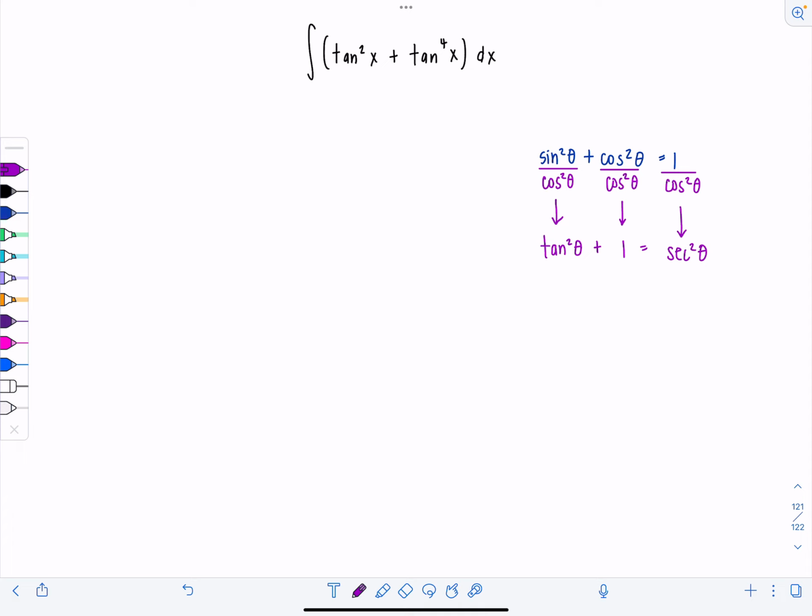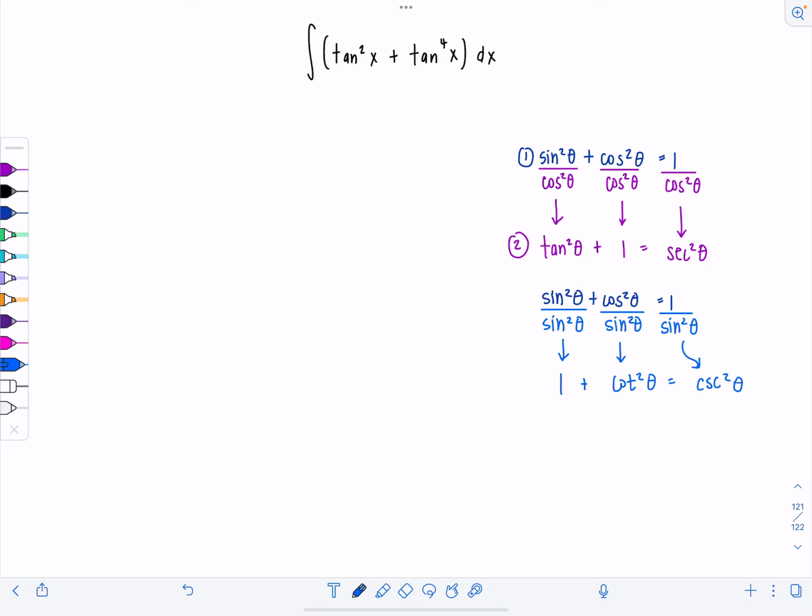So here's Pythagorean identity 1, Pythagorean identity 2. Where does the third one come from? I'm going to go back to the original, and this time, instead of dividing by cosine squared, I'm going to divide everybody by sine squared theta. Sine squared divided by sine squared is 1. This is going to give me cotangent squared theta, and this here is cosecant squared theta.